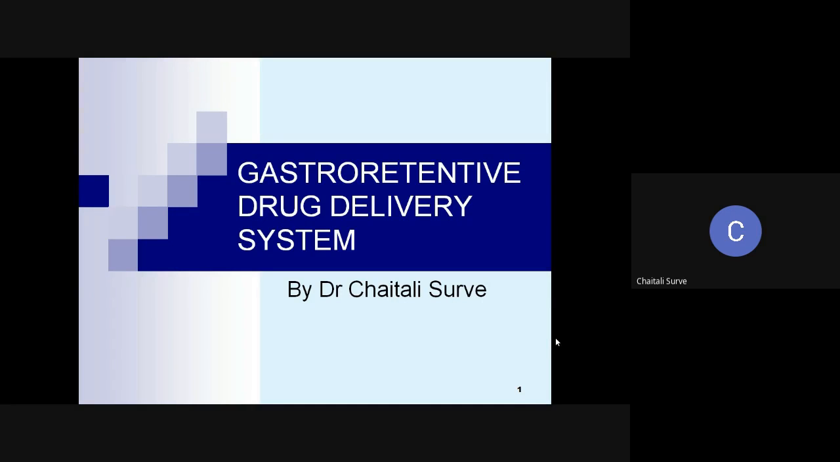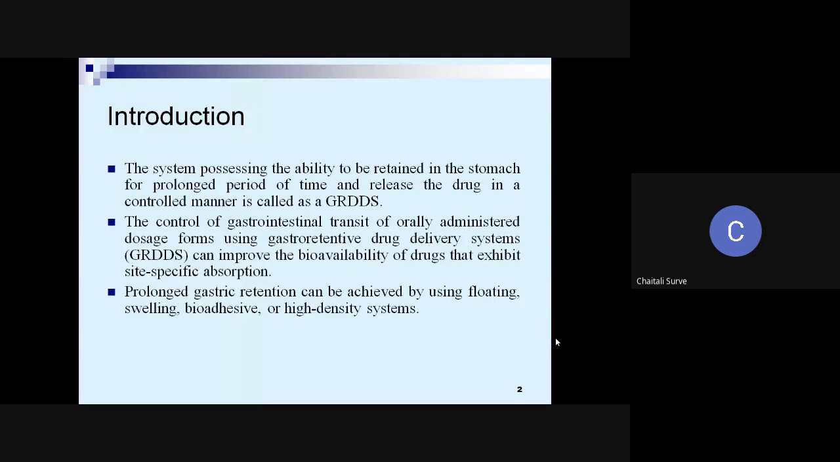So now let's start with this chapter, gastroretentive drug delivery system. Before we move ahead with what gastroretentive actually is, or how to actually make a GRDDS formulation, let me give you a brief background and an introduction about that.